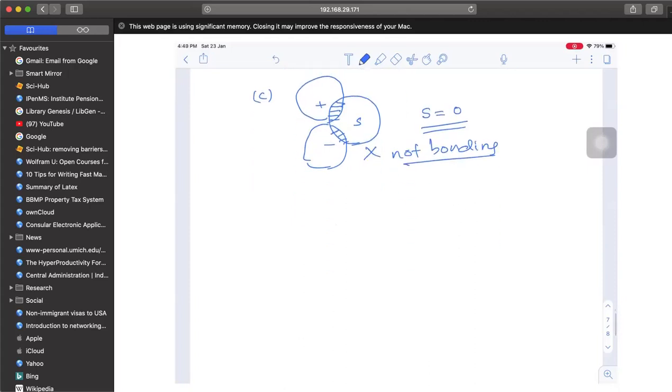Then D part, you have a p orbital like that, and you have a d orbital which is like this.